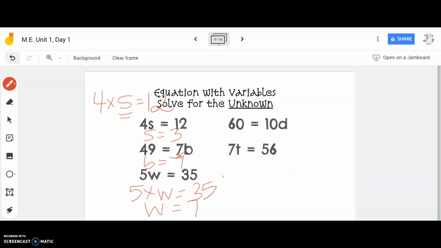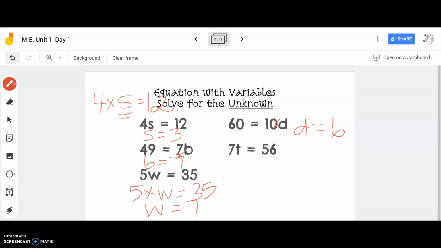10D equals 60. In this case, they're trying to trick me because they're putting the answer in the front. I know mathematicians can do that, and I also know there's an invisible multiplication sign in the middle. How many 10s equals 60? 6. So D equals 6.